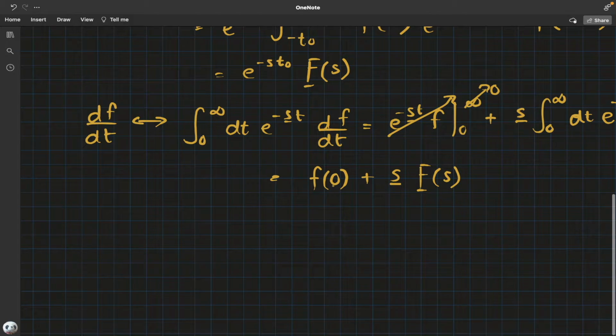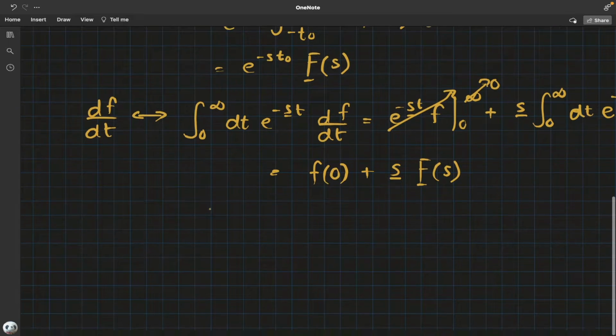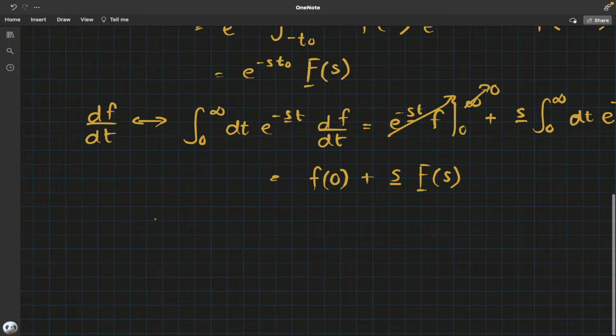Nice, this is nice. We can generalize this and we get, for an nth derivative, s to the n times F of s and lower order derivatives of f evaluated at 0. I won't write it down, you can check it. It's not really that interesting. You just repeat this generalization, it's not hard.